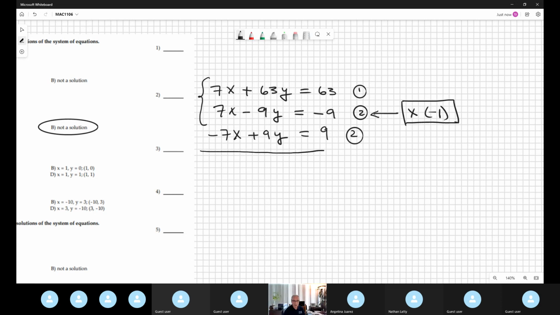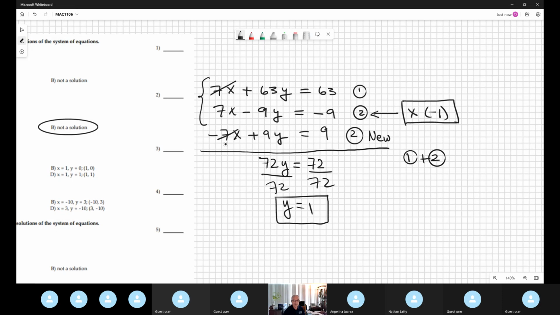However, it's easy to solve, adding 1 plus the new 2. Okay, so the x cancels out. You add always by column. The column of the x cancels, and the column of the y is 63 plus 9, which is 72. 63 plus 9 is 72, a coincidence. Okay, 72y equals 72, divided by 72 both sides, y equals 1.